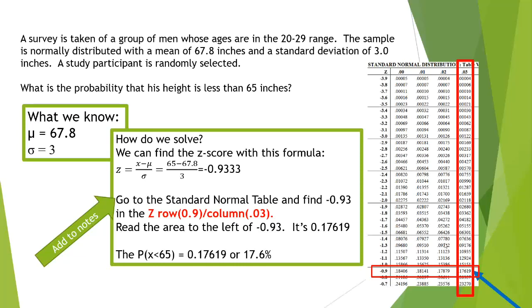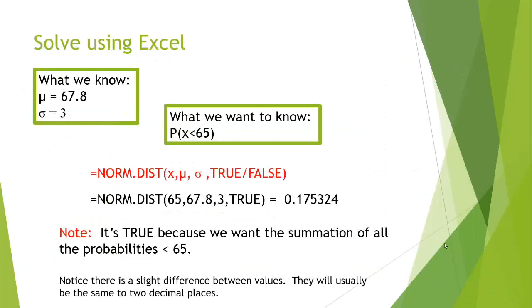All right, let's look at the next problem. What I'm going to do is show you how to solve using Excel. Given the same information and the same probability that we're looking for, we have a function, a formula in Excel called norm.dist. It's very similar to the ones you used last week. And this one requires 4 arguments. The first expected argument is the x value that we're trying to find the probability for. That would be 65. Mu is next, which is 67.8. Sigma is third, which is 3.